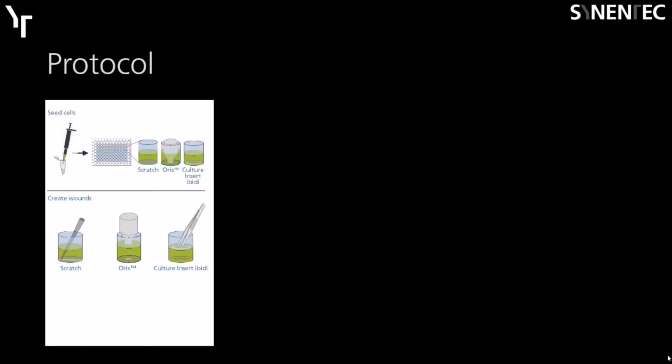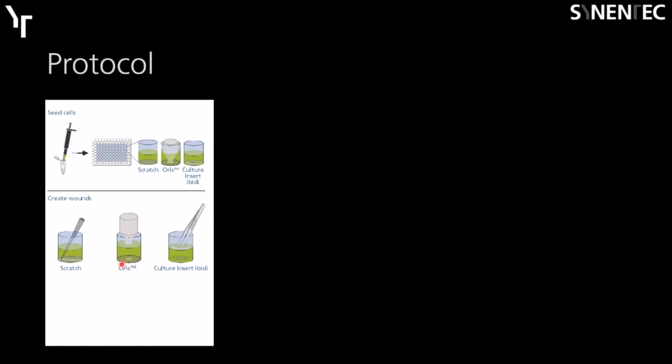Here we see a summary of our experimental protocol. At first, we seeded cells in microplates. Then we created wounds using different techniques. One was a so-called scratch assay, where a scratch is created in the monolayer of cells using a sterile pipette tip. But we also used commercially available silicone inserts, which need to be removed to create the cell-free gap.